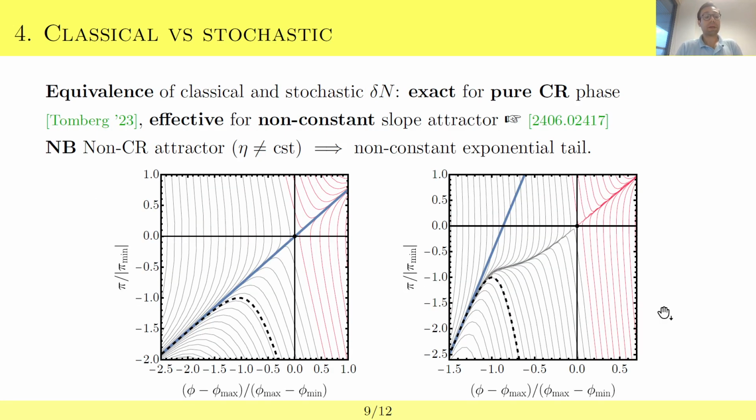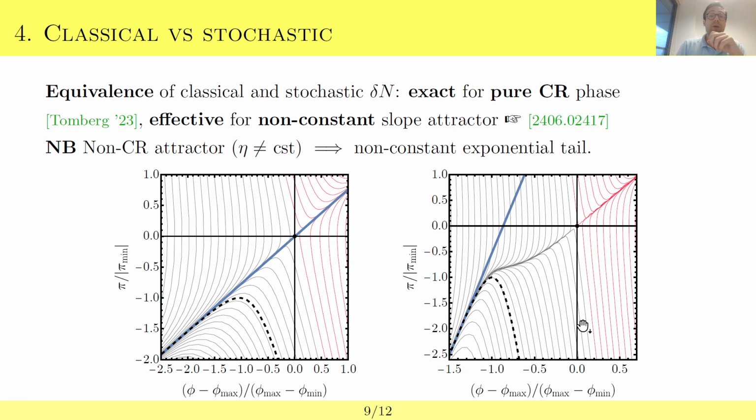And now we move to the main point of my talk, which is the comparison between classical and stochastic delta N formalisms. So it had already been argued in this paper that for this kind of models, in which we have pure constant roll phase space, the two approaches, classical and stochastic, are equivalent. And the reason why they're equivalent is because in the constant roll case, the equations of motion for the inflaton are linear. Therefore, the superimposition of many small Gaussian kicks, which is what the stochastic formalism of inflation does, is equivalent to having one large kick, which is essentially what the classical delta N formalism is doing.